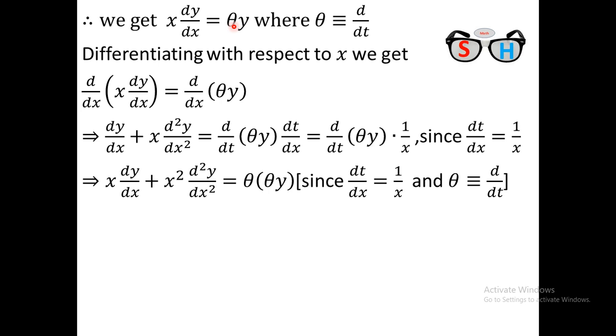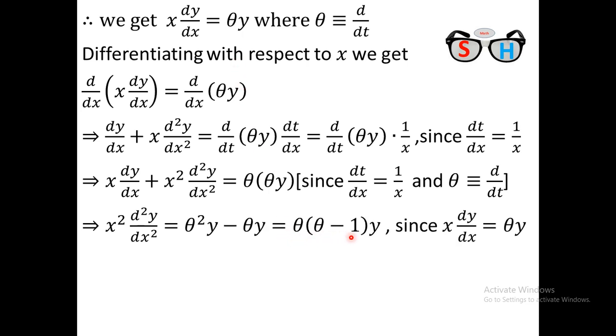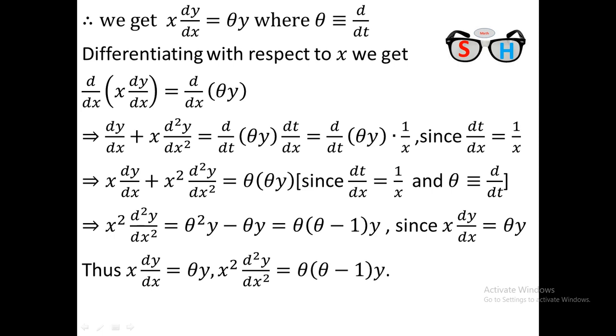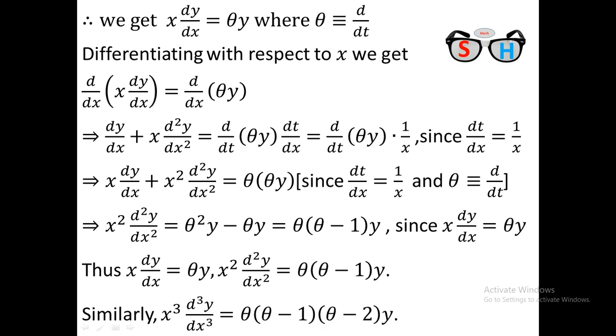Again x dy/dx means theta y, therefore x squared d2y/dx2 equal to theta squared y minus theta y. That is, we take theta common, therefore this will be theta into theta minus 1 of y, since x dy/dx equal to theta y. Thus x dy/dx equal to theta y, x squared d2y/dx2 equal to theta into theta minus 1 of y, and similarly you can calculate x cubed d3y/dx3 equal to theta into theta minus 1 into theta minus 2 of y.